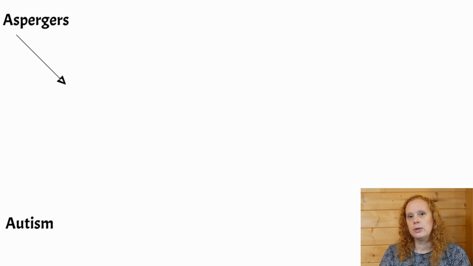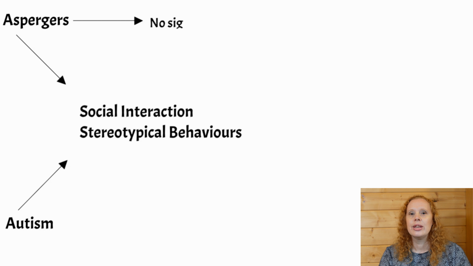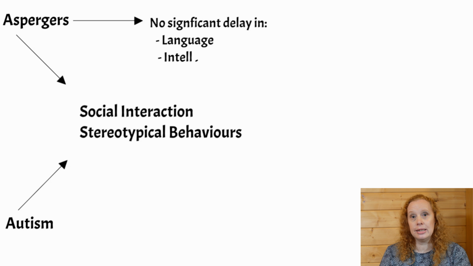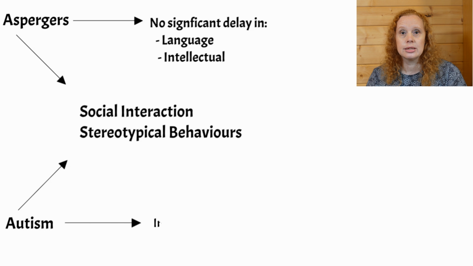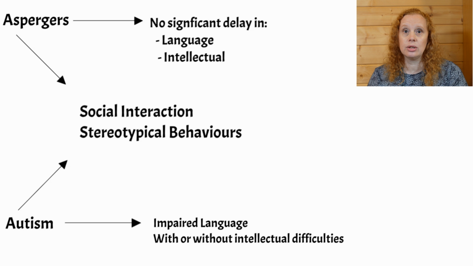Asperger's was included in the diagnostic manual prior to the latest edition, the DSM-5. The big difference in the DSM between autism and Asperger's was that Asperger's tended to be associated with no or minimal impact in language and intellectual ability, whereas autism was noted to have more impact on language and intellectual ability.